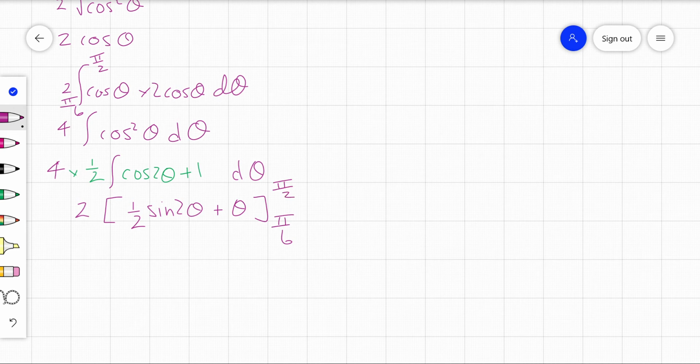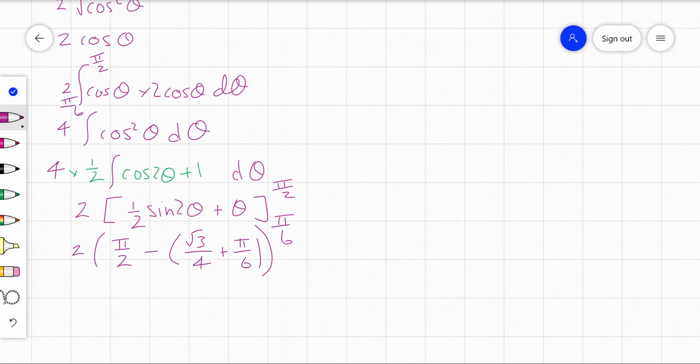All right, so here we've got 2 outside, so if we sub 90 in, we actually get pi, so 180, sine 180 is 0. So the first part of that is 0 plus theta, so our theta is pi on 2 minus. Now let's sub pi on 6 in. So double that and you get pi on 3, which is 60. So sine 60 we know is root 3 on 2 times a half is root 3 on 4. And we've also got the theta, so pi on 6.